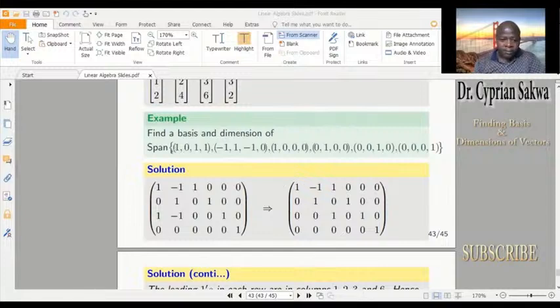To get the basis, since these vectors were arranged in column form, I would choose the leading ones. You have a leading one in the first column, a leading one in the second column, a leading one in the third column, then the other leading one is in the 1, 2, 3, 4, 5, 6th column. It's in the 6th column. So the original vectors in column 1, column 2, column 3, and column 6 form the basis.